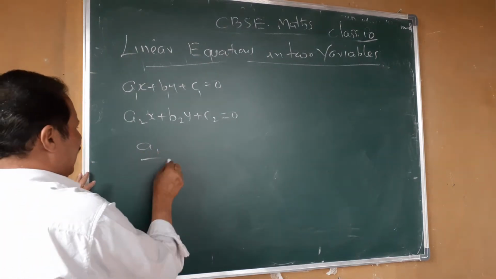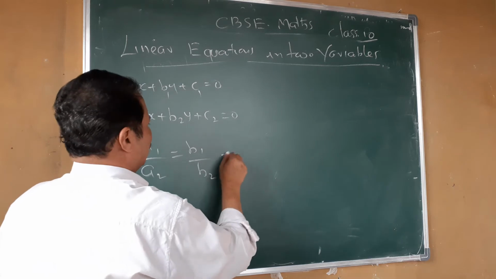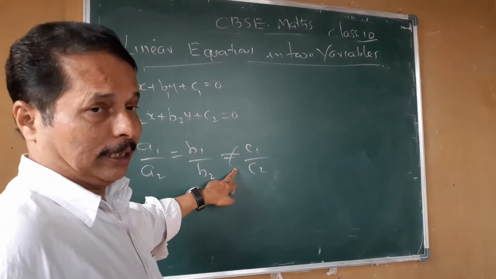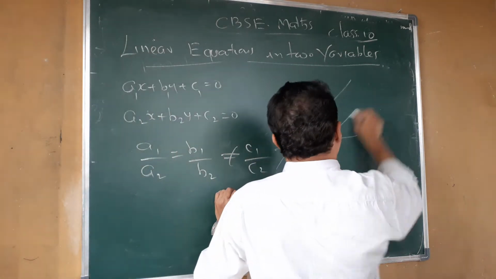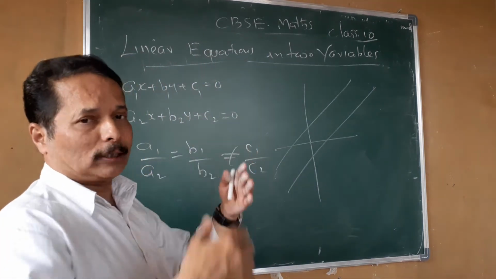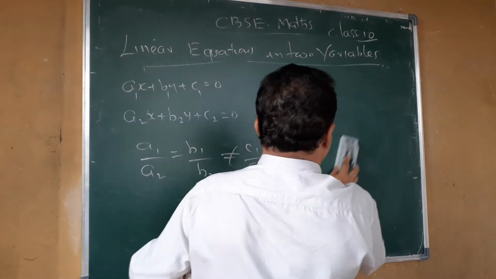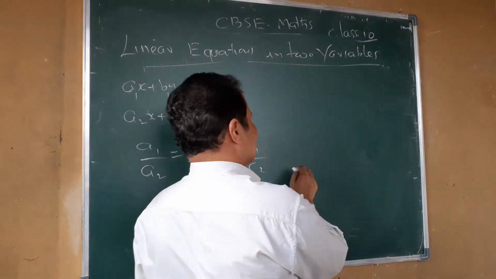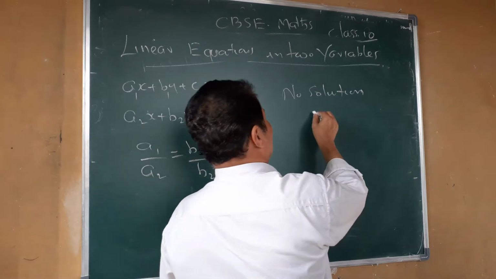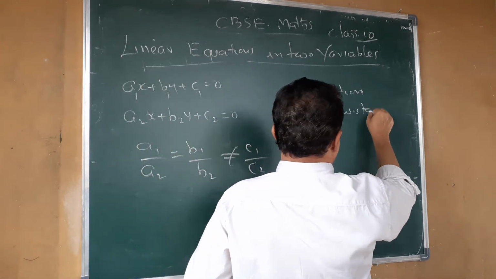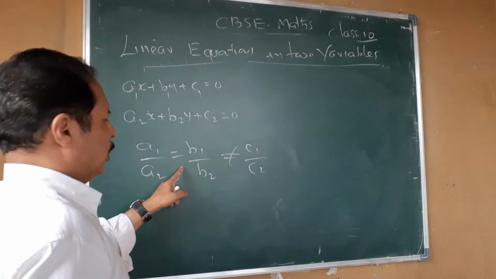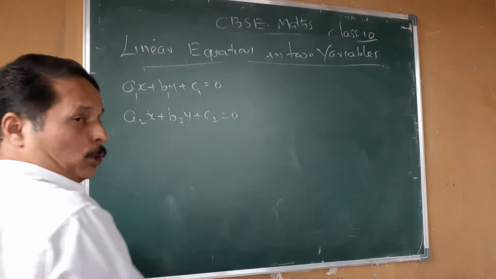Second condition. a1 by a2 equal to b1 by b2 not equal to c1 by c2. And here the lines are parallel lines. The graphs are straight lines and they are parallel. Parallel means not intersecting. Not intersecting means there is no solution. The lines are parallel, there is no solution. It is not consistent, it is inconsistent. So a1 by a2 equal to b1 by b2 not equal to c1 by c2, no solution.